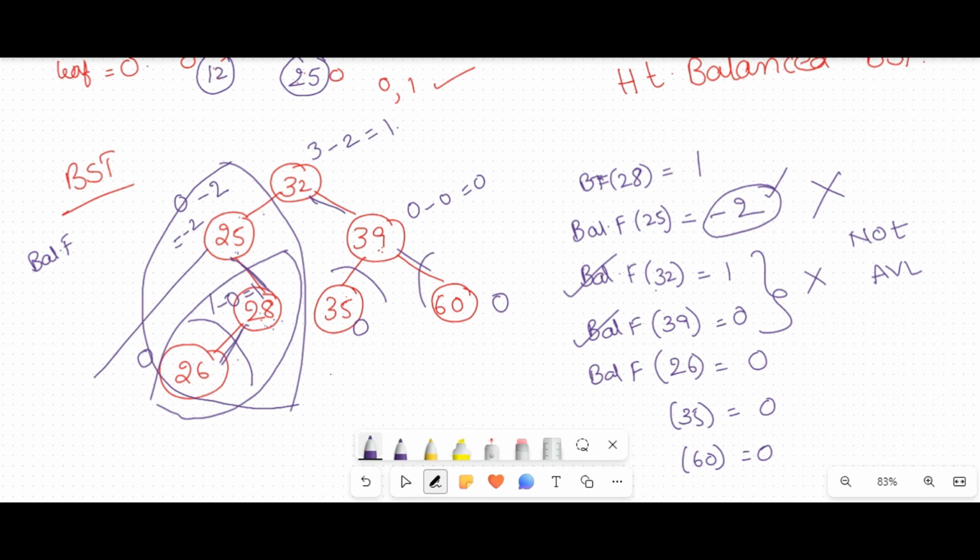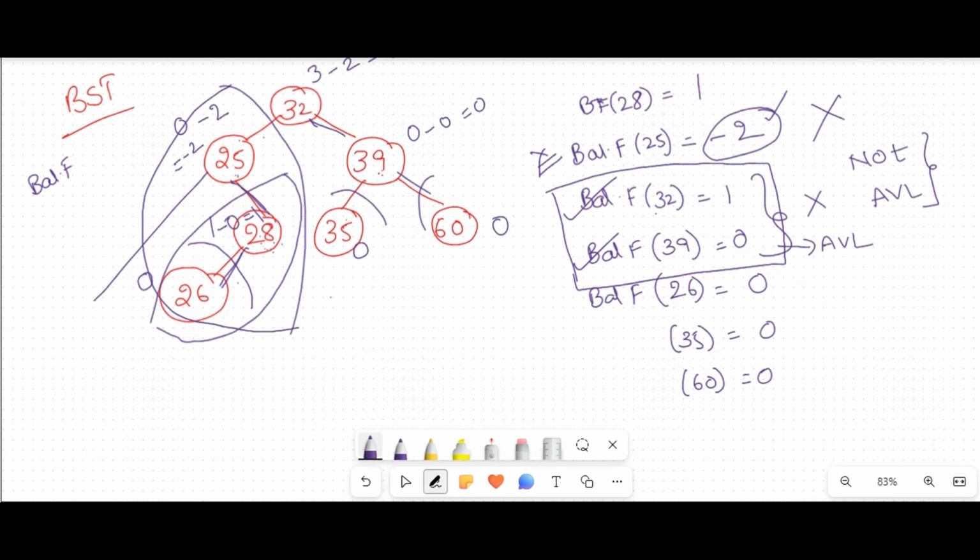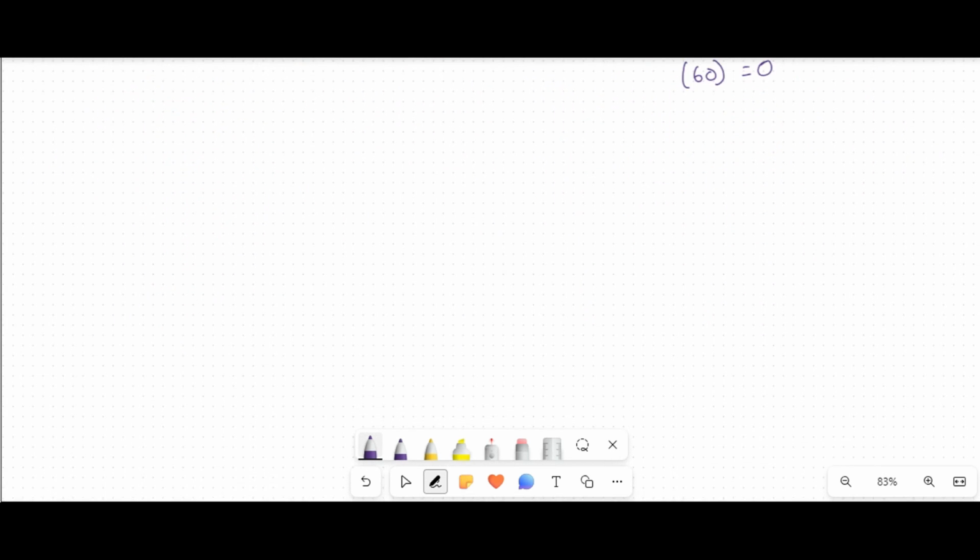What you have observed? Though you have calculated balance factors for these two nodes, there is no use. Why? Because these are satisfying the AVL tree property. But here the property has failed. So you can say that the given binary search tree is not an AVL tree.